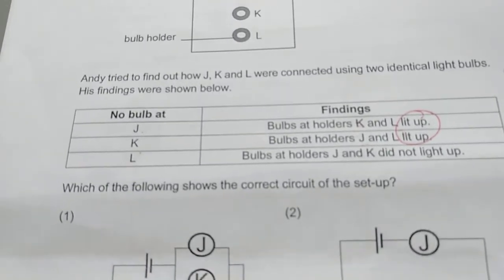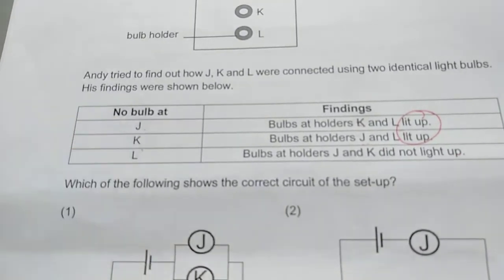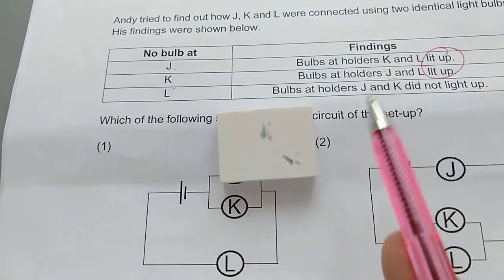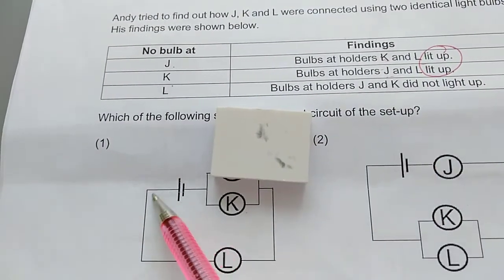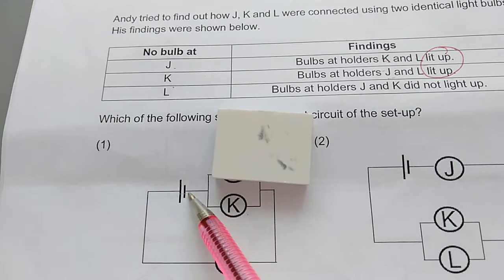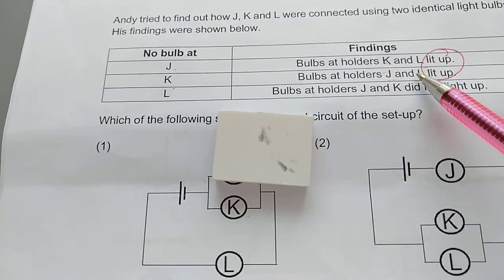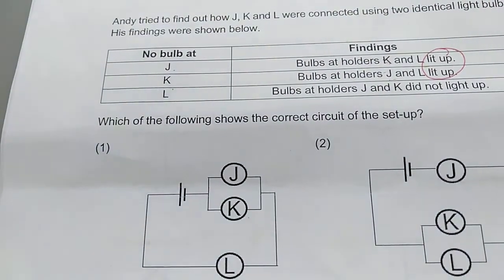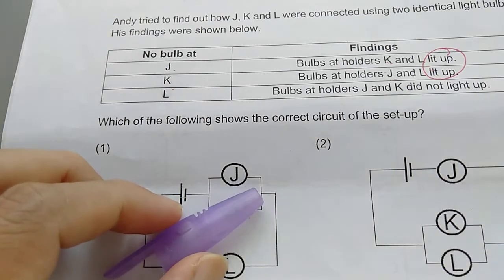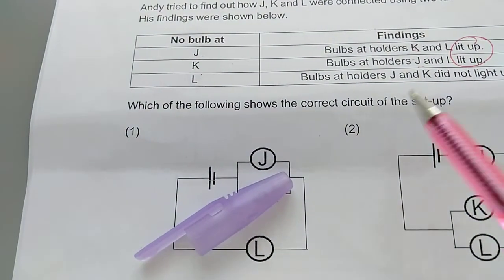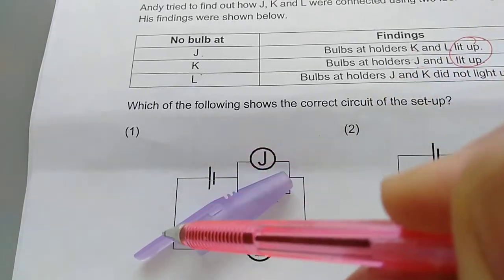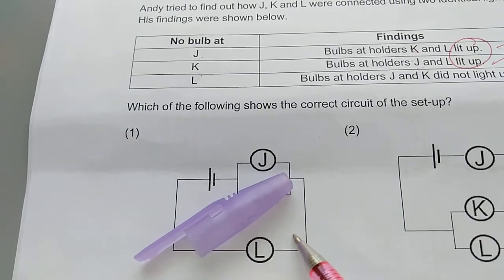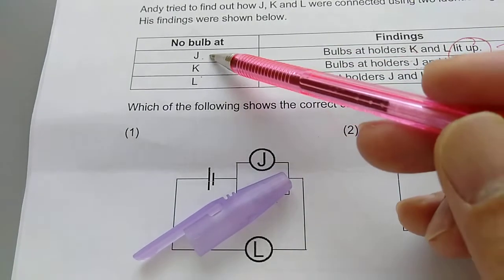Let's take a look. Let's say there's no bulb at J, so I will cover J, which means J is not there. These 2 can light up, right? Current can flow through L and to K. So I fulfill this condition: K and L can light up. How about if I remove K? I remove K, so I need a cap to cover it. Can J and L light up? Let's check. Current can flow through L and flow through J. Yes, this is true. So this works for no bulb at J and no bulb at K.